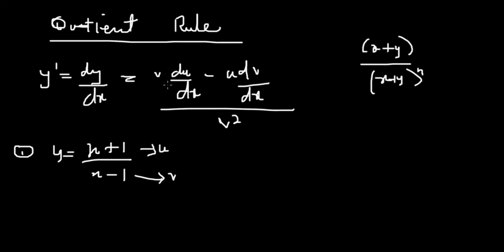You keep one, differentiate one, you add, and then you keep one, and then you differentiate the other. But this is the quotient rule, so you have to use subtraction. So you keep one, you differentiate the other, and then you subtract that, so that you divide the whole expression by v squared, okay.